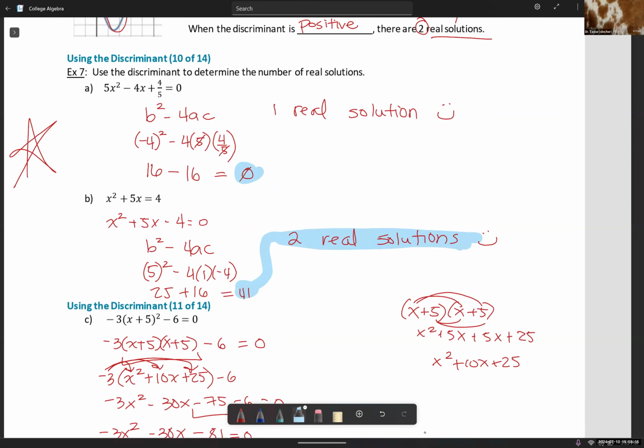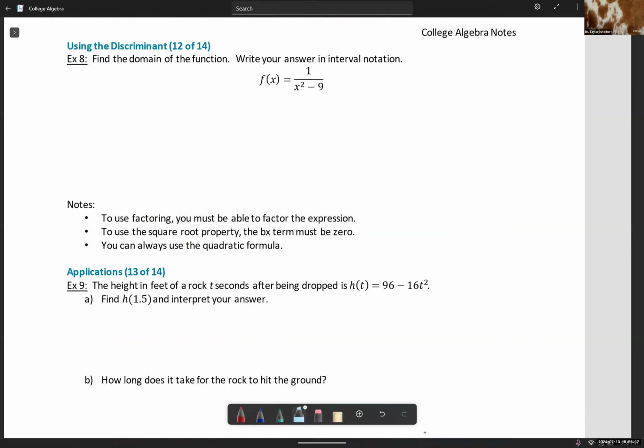Find the domain of the function and write your answer in interval notation. Remember, this was one of those things, like I said, if you don't remember anything else I said, remember this. The only restriction to the domain is if there's a denominator or if there's a square root. You cannot take the square root of a negative, and you cannot divide by 0. So in this case, we have a division symbol, so this cannot equal 0.